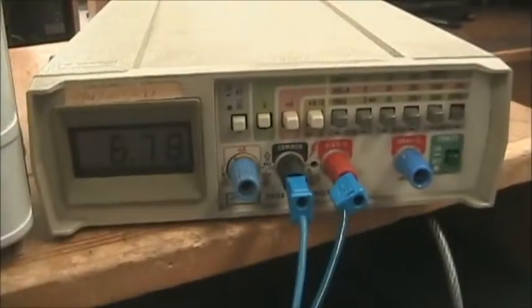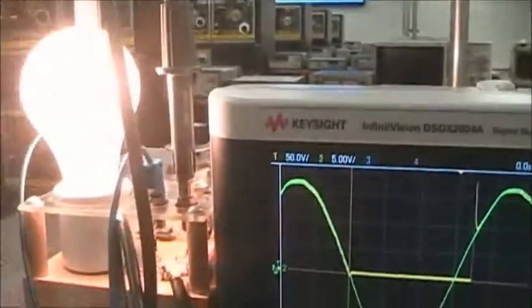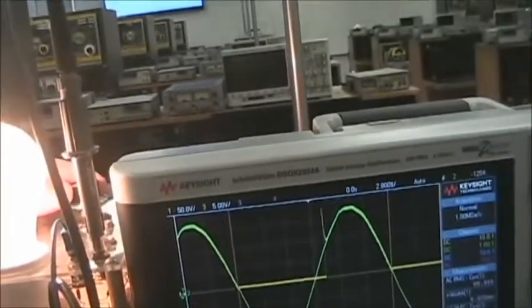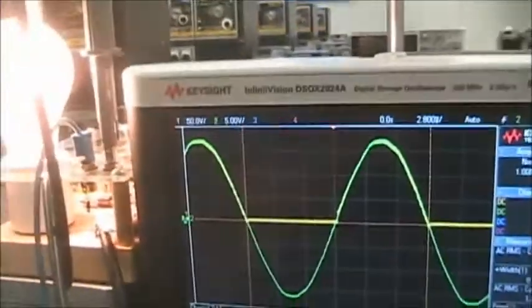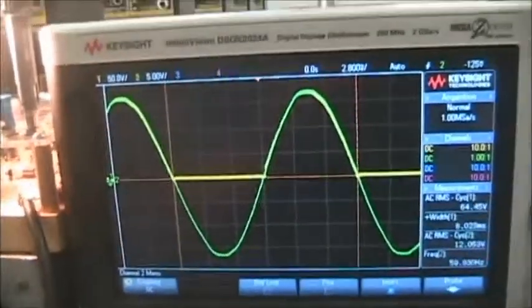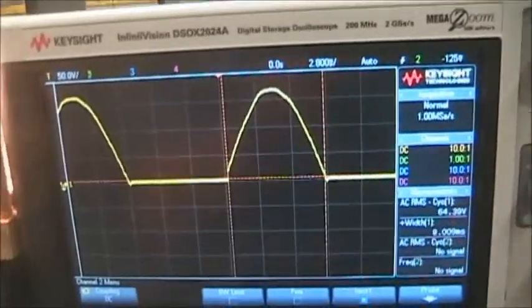Now we're at 67.8 volts on there, and the lamp is quite bright, and then we'll continue all the way to maximum signal. And that's actually half the signal, right?